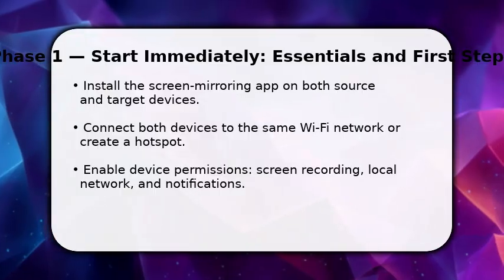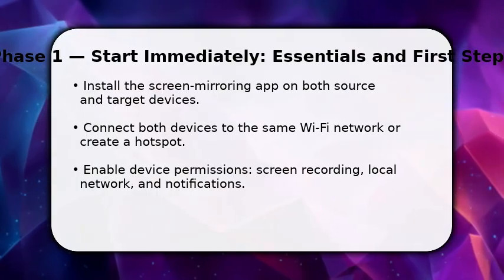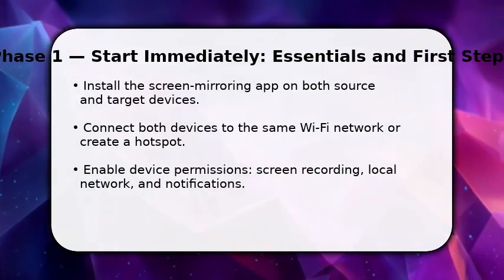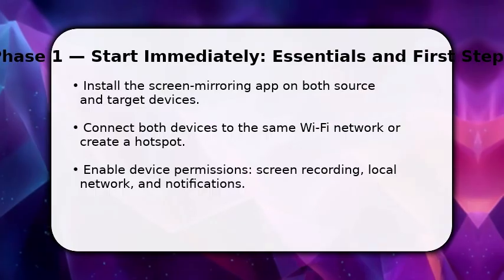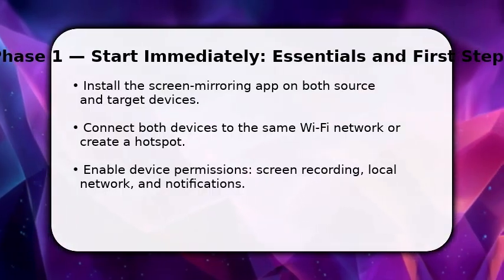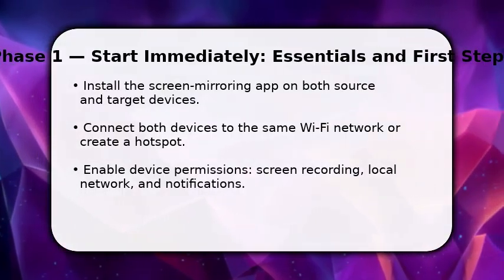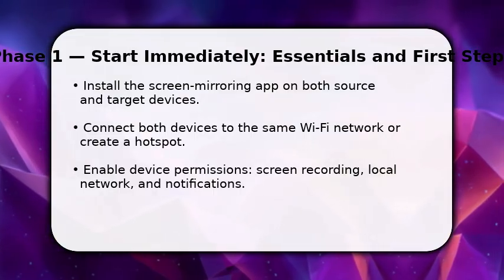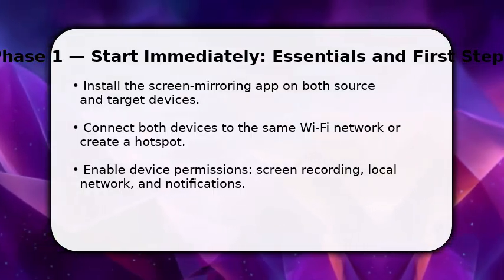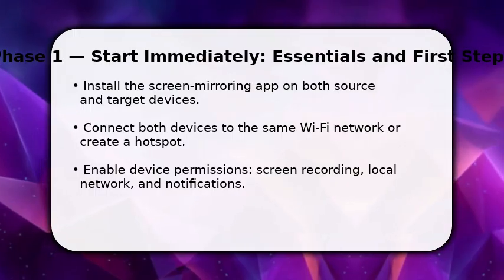You start by opening the mirroring app on the sending device and then on the receiving device. Make sure both devices share the same Wi-Fi or a hotspot, otherwise the app cannot discover peers. Grant permissions for screen capture, local network access, and any prompts the app shows. These let the app stream your display.